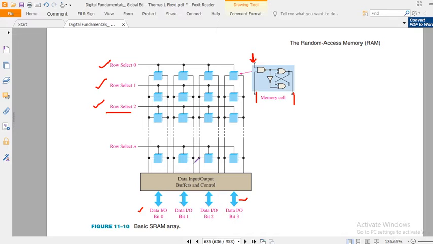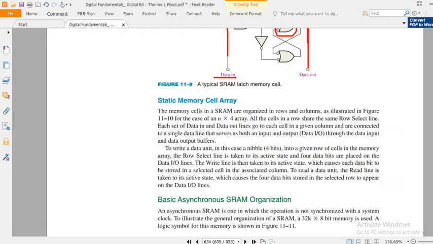Okay, if you want to write something, this row is selected, and by providing the data on the data input line, this data can be written to these lines. Okay, so this is how a basic SRAM cell works. Let's read quickly about the SRAM cell.